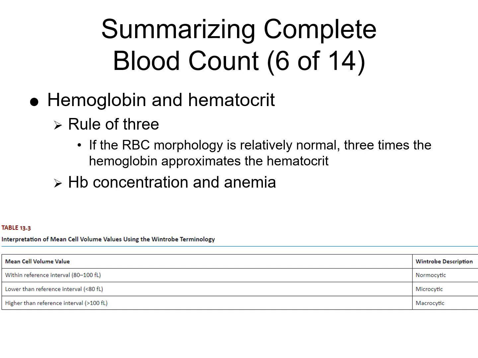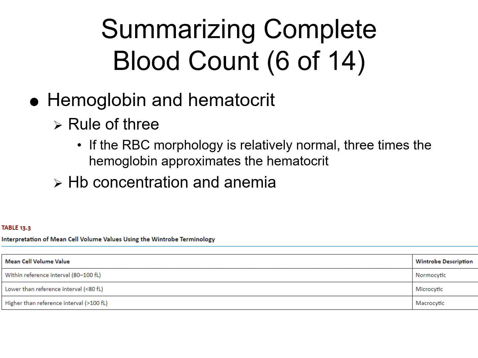For hemoglobin and hematocrit, we follow the rule of 3. When the red blood cell morphology is relatively normal, like normocytic and normochromic, the hematocrit can be approximated by multiplying the hemoglobin concentration by 3. So you would take the hemoglobin, multiply that by 3, and the hematocrit should be about that, plus or minus 3, and that should be a good indicator to double check. This rule serves as a quick quality check and helps identify possible errors or abnormal red blood cells.